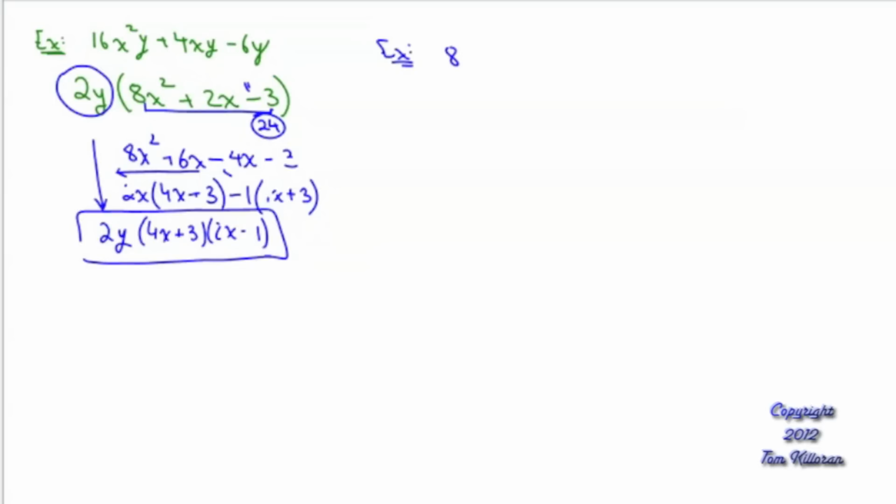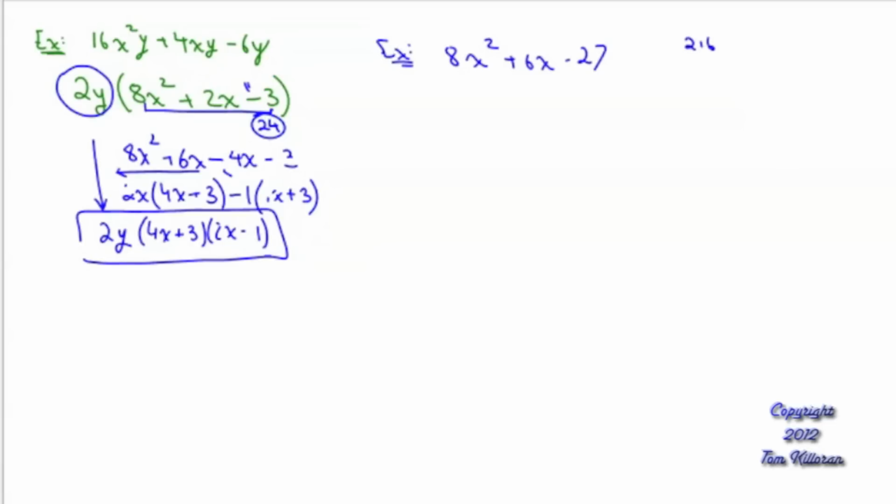8x squared plus 6x minus 27. This one does not have a GCF. I'll give you that hint. Maybe I'll help you with this one because watch what happens. 8 times 27 is negative 216. Now, the problem with 216 is most people don't know their multiplication facts over 100.